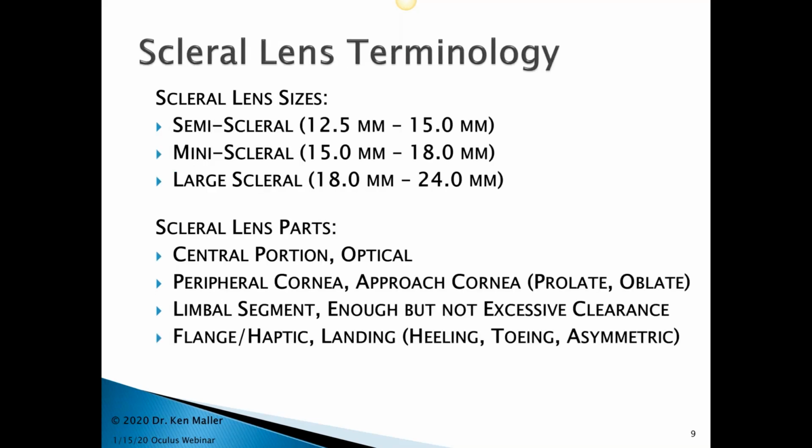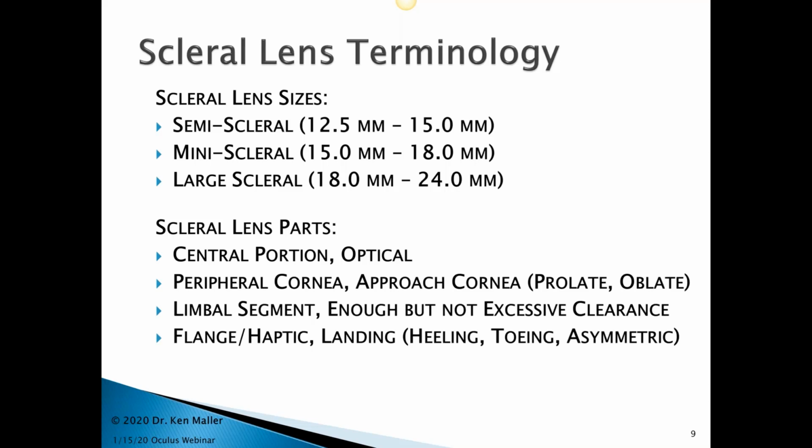In terminology, anyone entering this arena has known that this seems to be a bit of a moving target, but you're pretty safe with these definitions, and you can see they're based basically on size. Semiscleral is past the limbus and up to about 15 millimeters. The mini scleral is going to be 15 to 18 millimeters, and large sclerals are 18 to 24 millimeters. And certainly in dealing with the majority of the offerings from the laboratories out there, the mini sclerals seem to be the dominating entity right now, both because it's a little bit easier for patients to handle and it does get the job done.